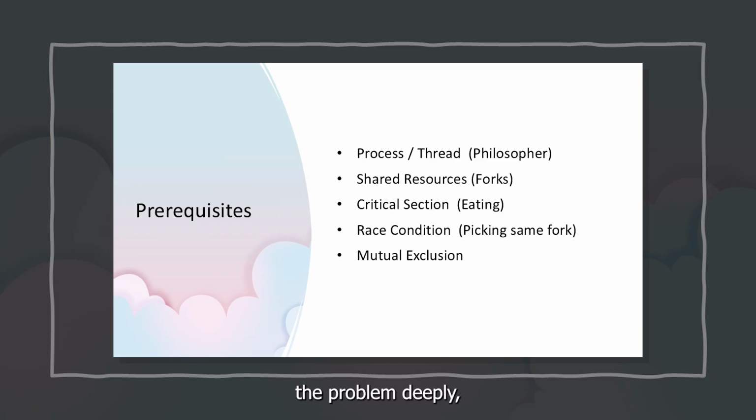Before understanding the problem deeply, we need a few basic ideas. Each philosopher represents a process or a thread. Forks represent shared resources. Eating represents entering the critical section. Now here, if two philosophers try to pick the same fork at the same time, we get a race condition. Mutual exclusion is required so that only one philosopher accesses a fork at a time. These concepts make it easier to understand what goes wrong.